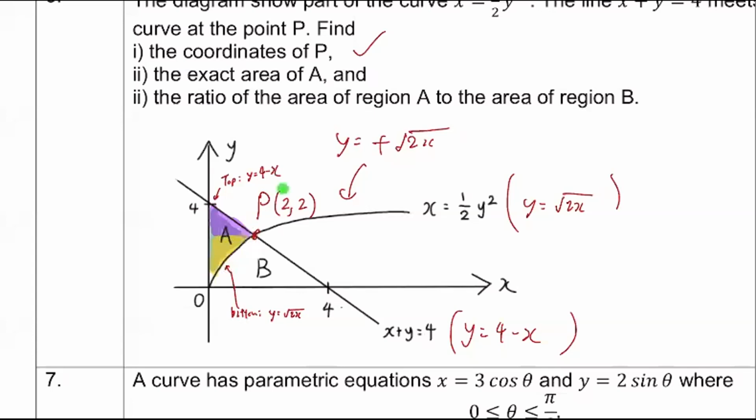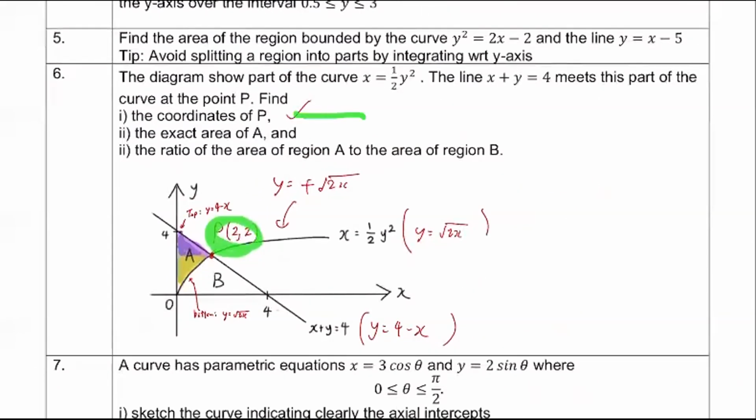Oh, by the way, do you know how to solve for 2, 2 here manually? With our GC? Like sub in. Yes, correct. Just sub y equals 4 minus x into x equals half y squared, and so on and so forth. I don't go through. Is that okay? Yeah, can. Okay, then exact area of A, let's do that.